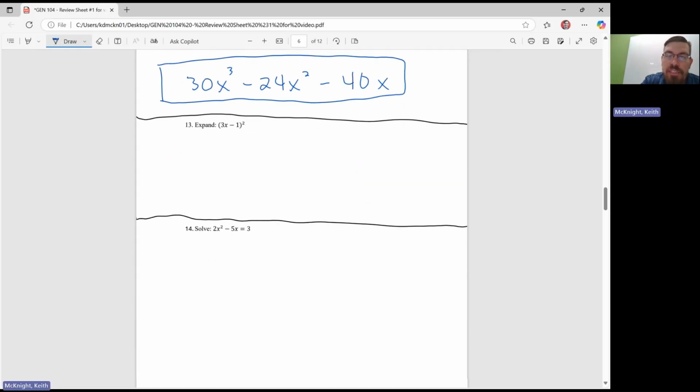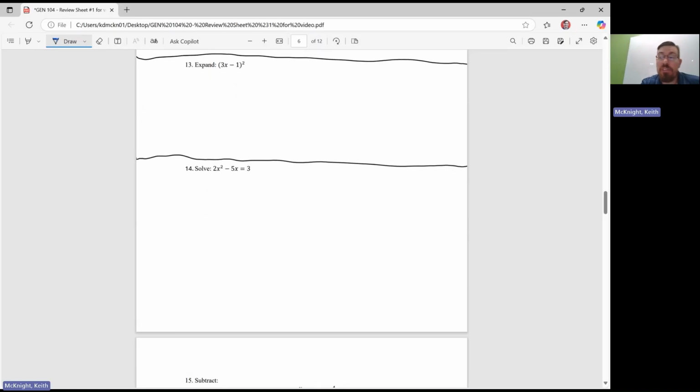All right, number 13. Now, number 13 here looks seductively simple, but this is actually a question that students make the most mistakes on sometimes because it looks so simple. Do not fall for traps. So when we say 3x minus 1 squared, that does not mean we're squaring 3x and squaring 1. We are squaring 3x minus 1. So what we have to do is 3x minus 1 squared is the same thing as saying 3x minus 1 times itself, because that's what it means to square something.